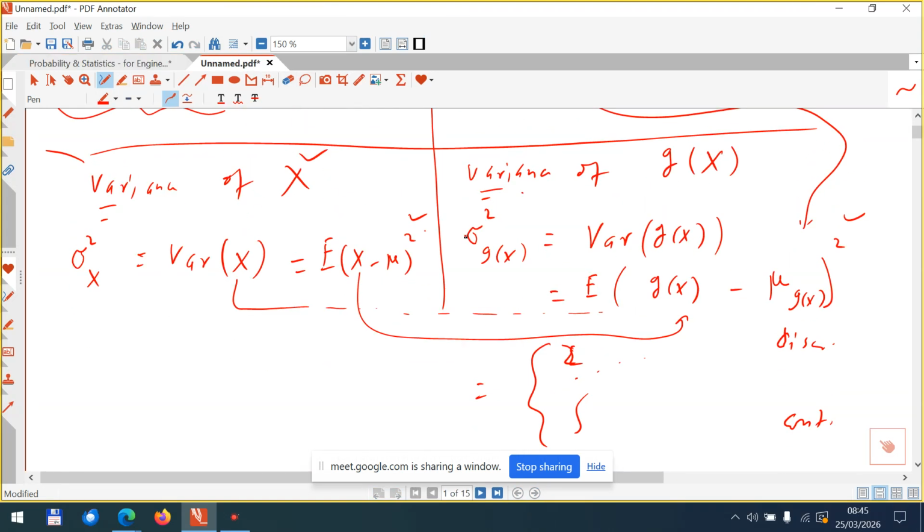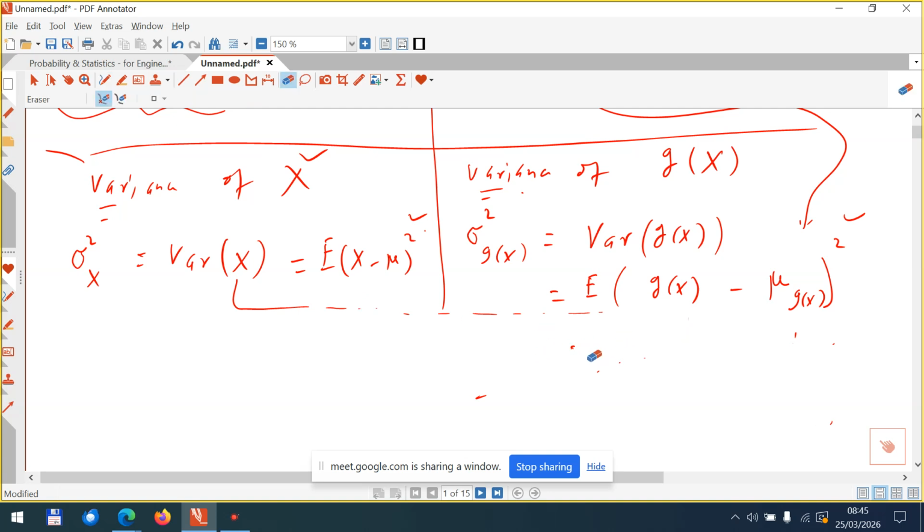Now that we know this definition, what will be a computational version of it, which is easy to compute? Can you suggest that as well? So let's continue. What was the computational version here? Easy to compute: E of x squared minus mu squared. So we can do the same here.